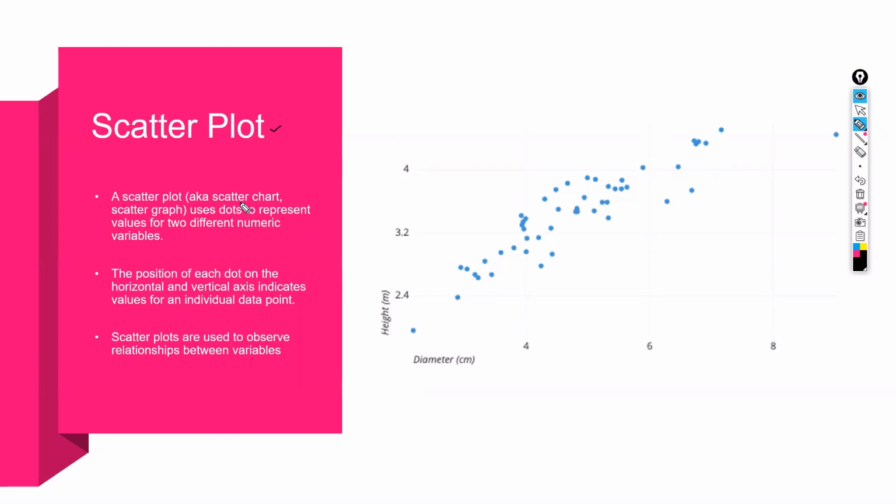Now let me explain scatter plot. You can say scatter chart or scatter graph. They use dots to represent values for two different numeric variables. Numeric variables, remember that. You have diameter, you have height. How does height increase based on diameter? What is the relationship between diameter and height?